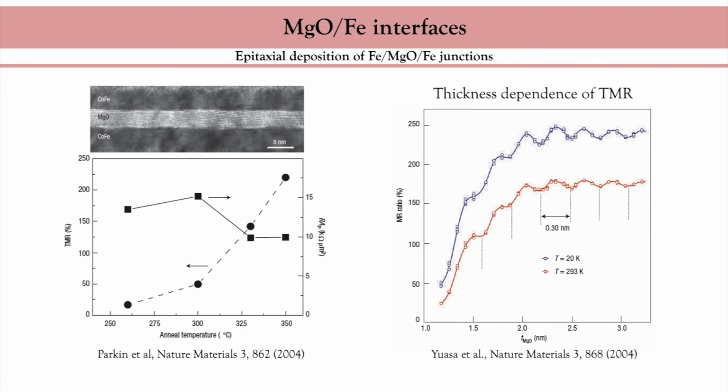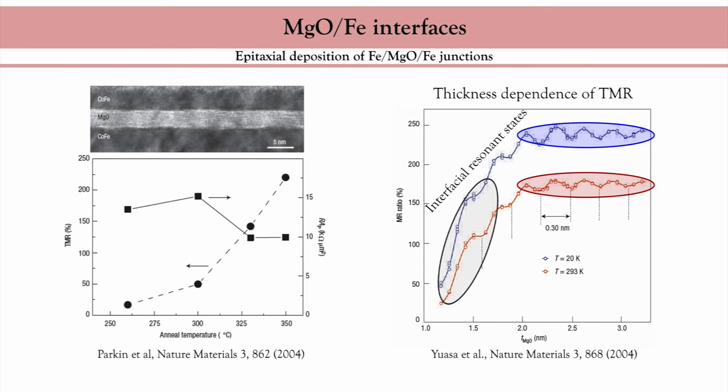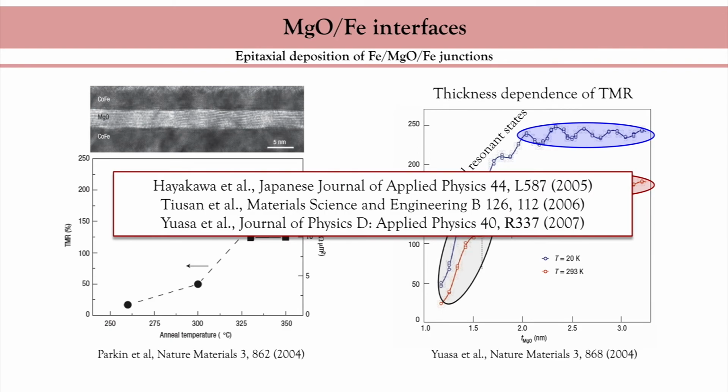This is what you see in this picture, where the TMR is reported as a function of the barrier thickness. These nice oscillations can be related to the interference pattern between bulk states and interfacial resonance states. These resonance states are particularly important when reducing the barrier thickness and substantially reduce the overall TMR. There's a lot more to say about these junctions, and in particular about these interfacial resonance states, so I encourage you to have a look at these reviews.